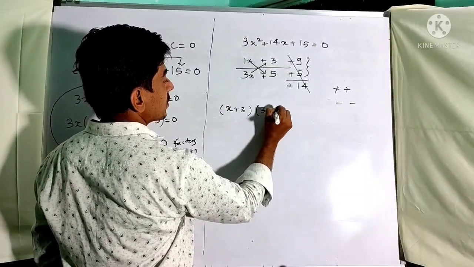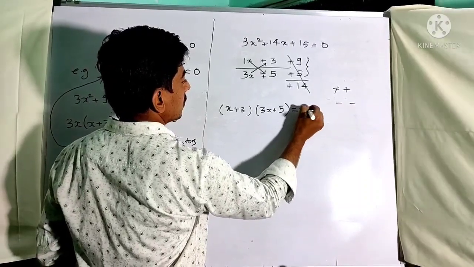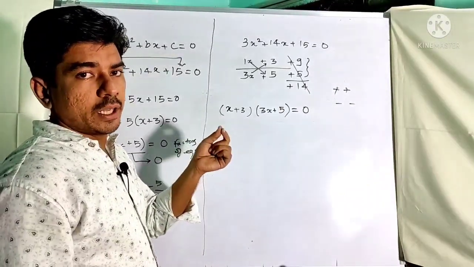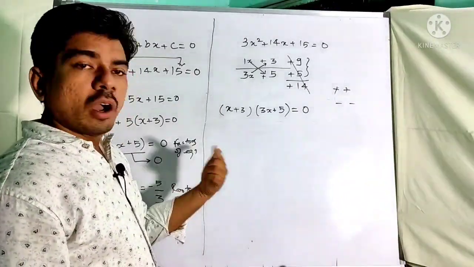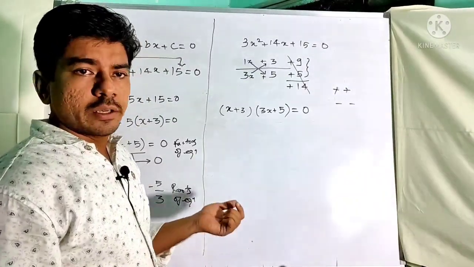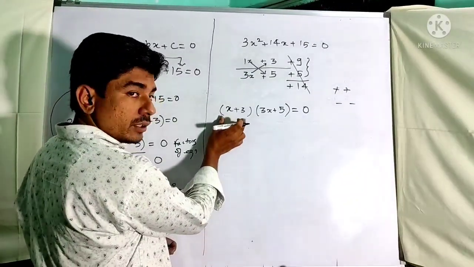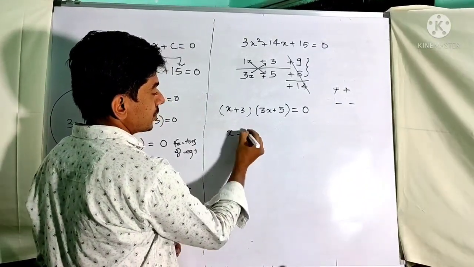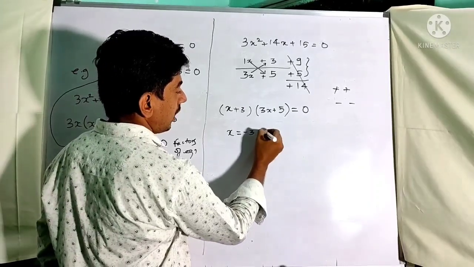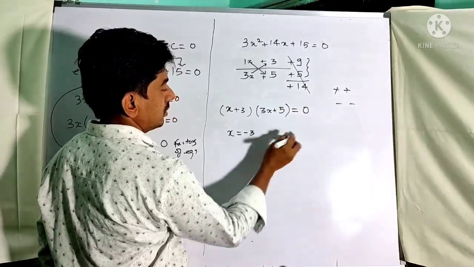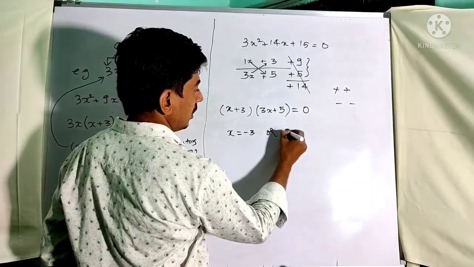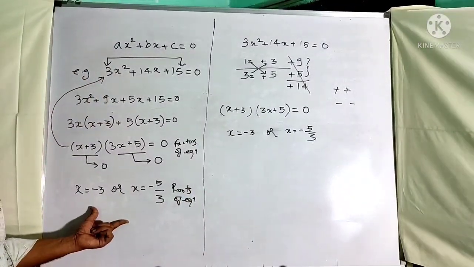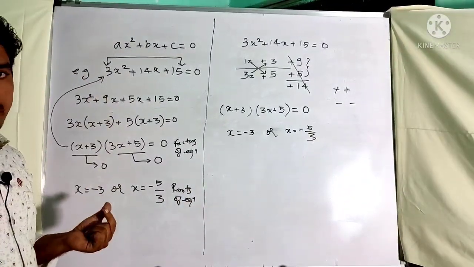into 3x plus 5 is equal to 0. This is the first example, so I am taking a little time to explain, but after this you can solve in just 10 seconds. Friends, by equating this term you will get the value of x, that is minus 3, or x equal to minus 5 by 3, which is the same answer we got from the traditional or conventional method.